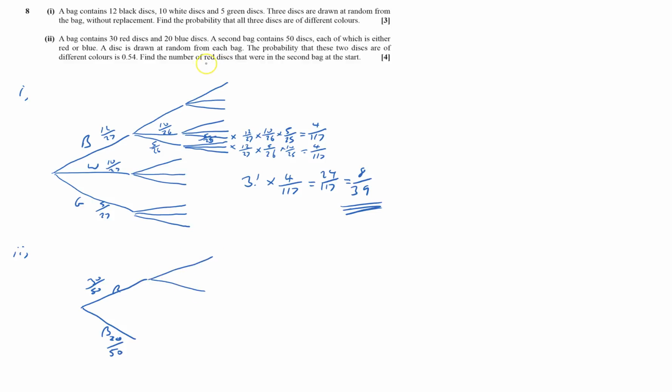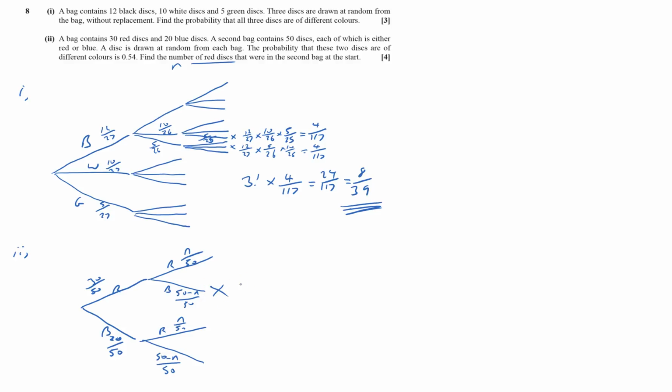And so what I've got to work out is the number of red discs in the second bag. So I can call that N. So this second one is red, blue, so that'll be N over 50, and the blue therefore will be all the rest of them, so that'll be 50 minus N over 50. And then here we've got red, blue, and they're going to be exactly the same. N over 50 and 50 minus N over 50.